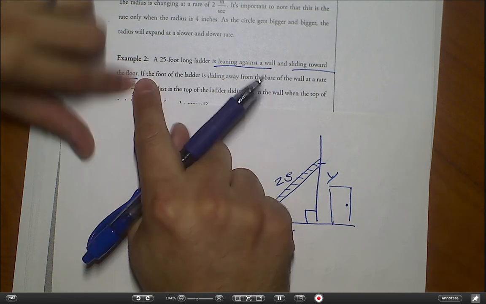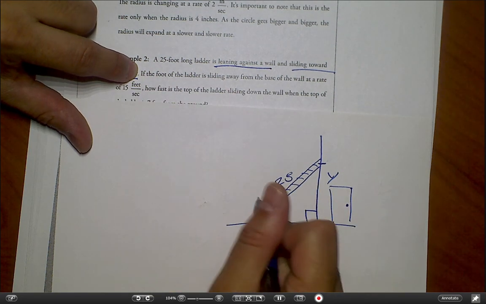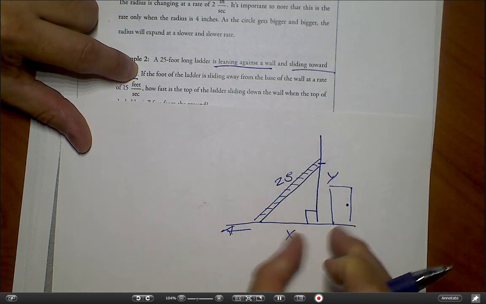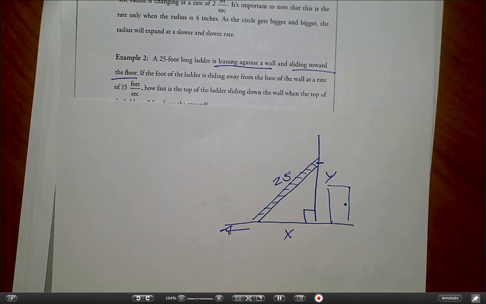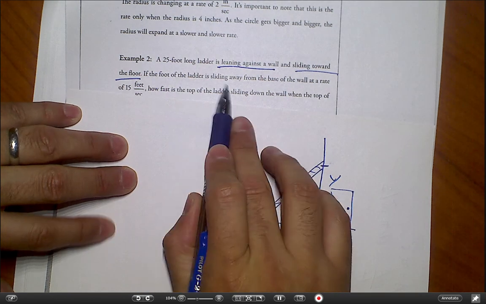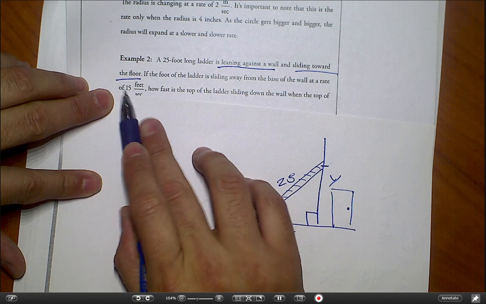If the foot of the ladder is sliding away from the base of the wall, so this right here is going this way, right? So that means, what does it say about my x values? Yeah, it's increasing, right? So x values are going to increase when y values decrease. Okay, good. So if the foot of the ladder is sliding away from the base of the wall at a rate of 15 feet per second.